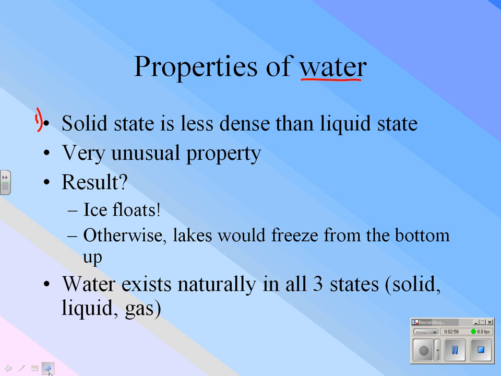The other part of this is that on Earth, water exists naturally in all 3 states. It exists as a solid, as a liquid, and as a gas. You can find ice on Earth, liquid water on Earth, and gaseous water on Earth. And I'm pretty sure it's also the only molecule that can do that. Most molecules, like carbon dioxide, only exist naturally as a gas. Oxygen only exists naturally as a gas. The element gold only exists naturally as a solid on Earth.